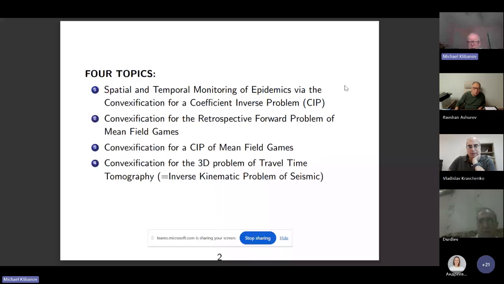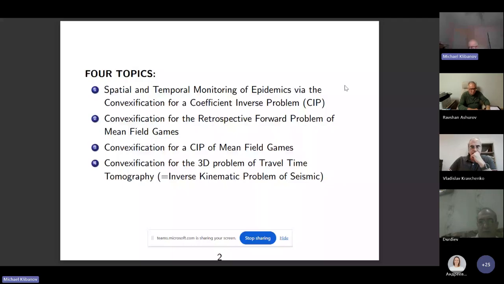I will highlight by convexification 4 topics, and I will present entire convexification only for one problem, of course. I cannot do this for many. And then just maybe formulate theorems or just say, oh, it works for convexification, etc.